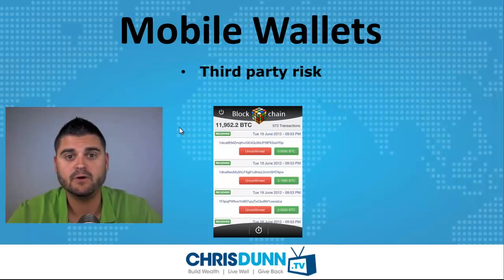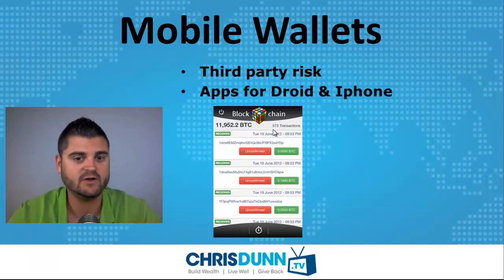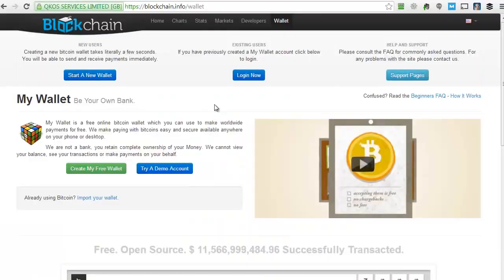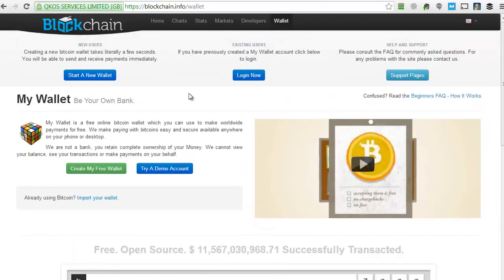The third option is using a mobile wallet. Again, there is third-party risk here as well, and these are apps for Droid or iPhone, and this is just a snapshot of what it could look like. And again, if we go back to blockchain.info and scroll down here, you'll notice they have some info on their mobile apps. I encourage you to read through all this and really educate yourself on all the information on these websites because it's really good stuff.